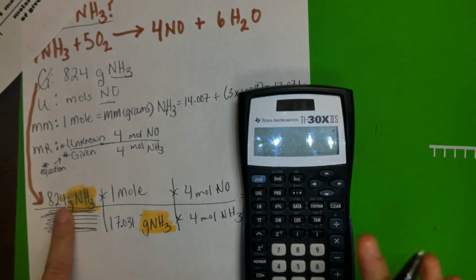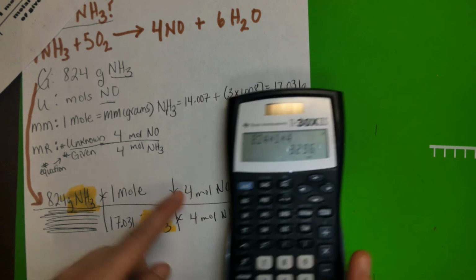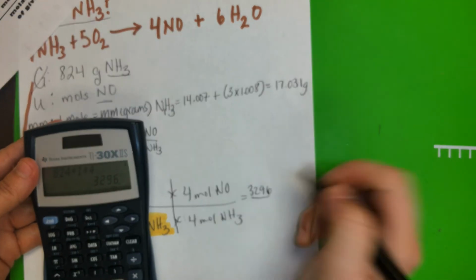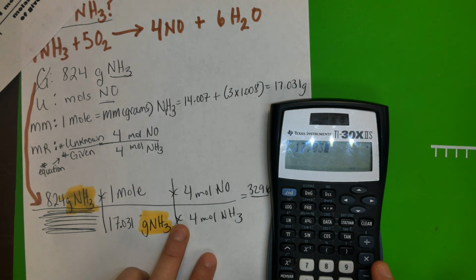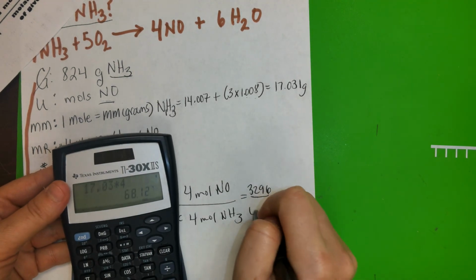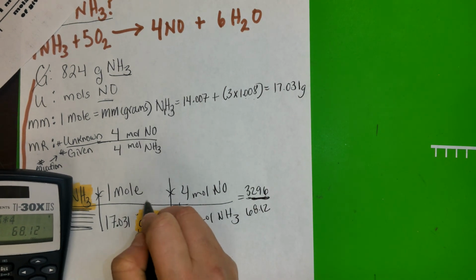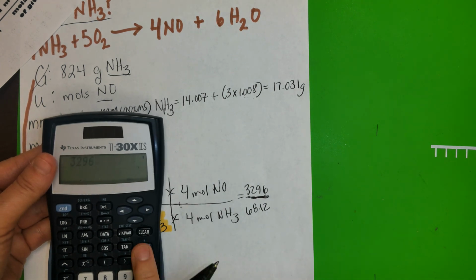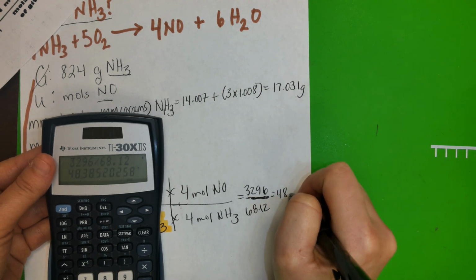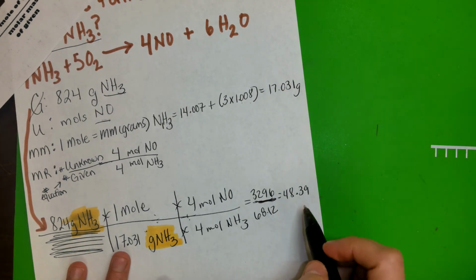Okay, so let's multiply it. So 824 times 1 times 4 equals 3,296. And then it's 17.03 times 4. It's 68.12. So remember that you still have to divide. So you need to divide those two. So 3296 divided by 68.12 equals 48.39.